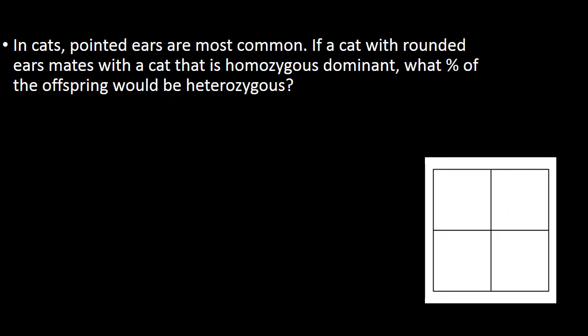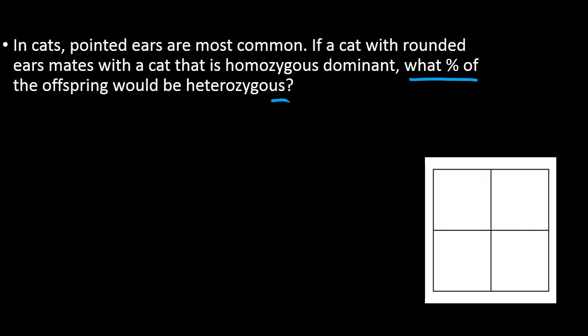My next question: at this point, go ahead and pause the video, read the question, follow the steps, and solve it by yourself. Alrighty, in cats, pointed ears are most common. If a cat with rounded ears mates with a cat that is homozygous dominant, what percent of the offspring would be heterozygous? So again, make sure you've solved this by yourself before you continue the video and watch me solve it. Practice by yourself.